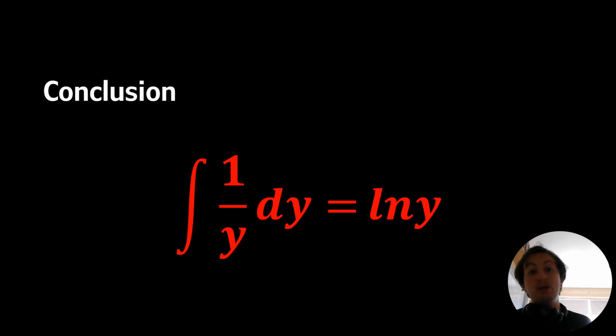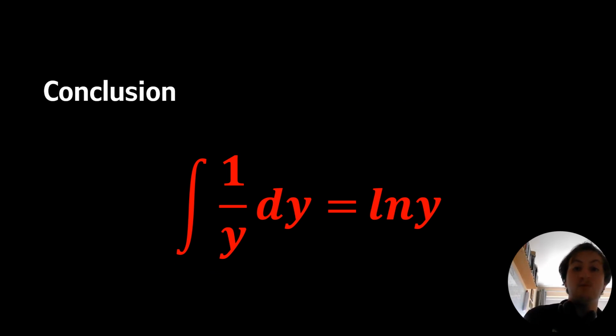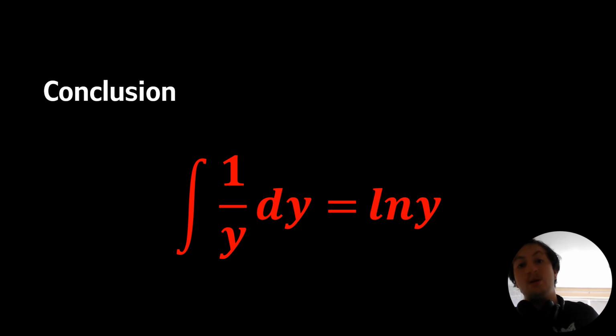So in short, we have proved that the integral of 1 over y dy is equal to log to base e of y. But the universe doesn't care whether we use y or x, so if it's true for y, it will also be true for x. So we could also say that the integral of 1 over x in terms of x is equal to log to the base e of x. So in conclusion, we have proven what the integral of 1 over x is, or 1 over y is.